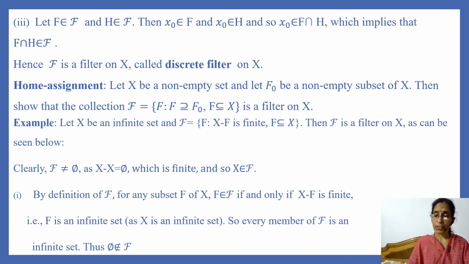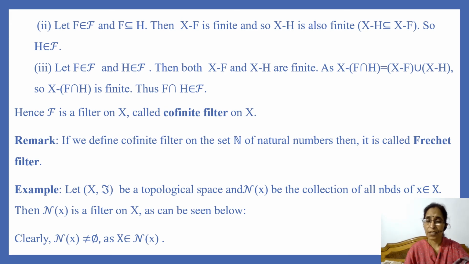Now we check all the axioms. First axiom: by definition of F, for any subset F of X, F belongs to F if and only if its complement is finite. And since X is an infinite set, F is also an infinite set, so that its complement will be finite. And so we can say that every member of F is an infinite set. Thus, phi doesn't belong to F.